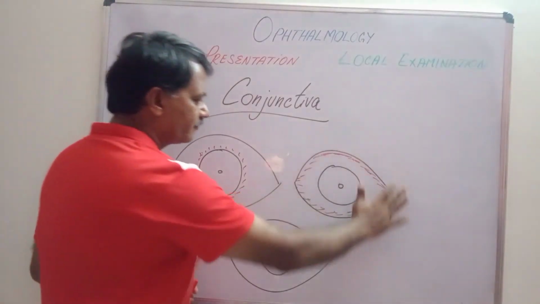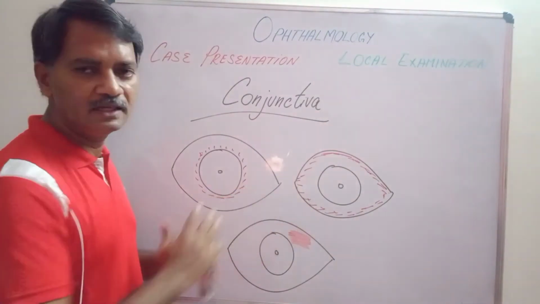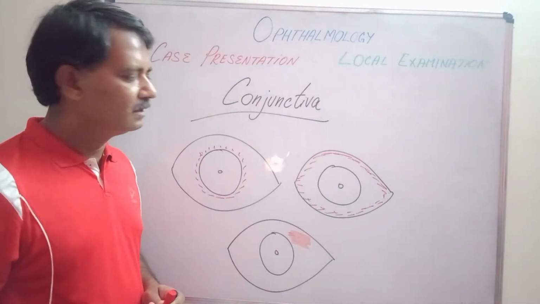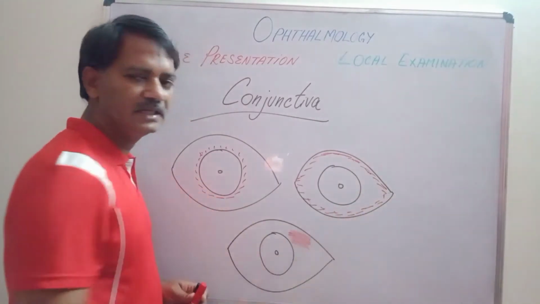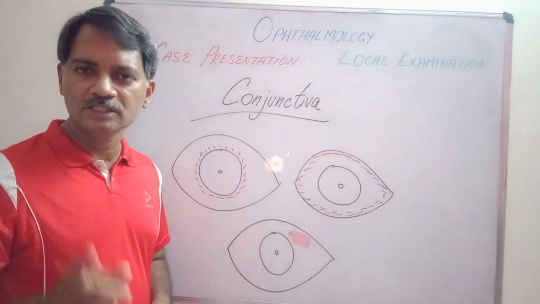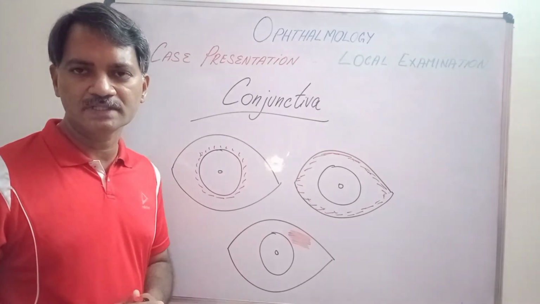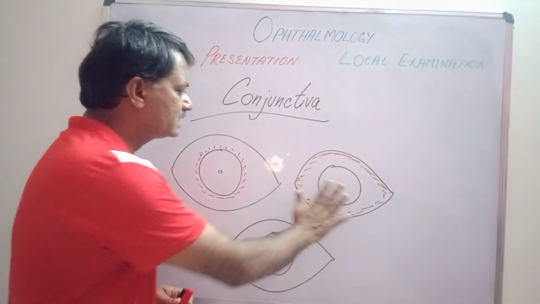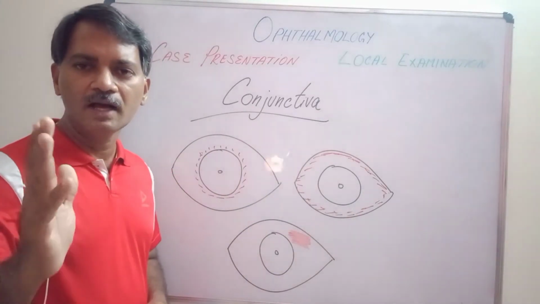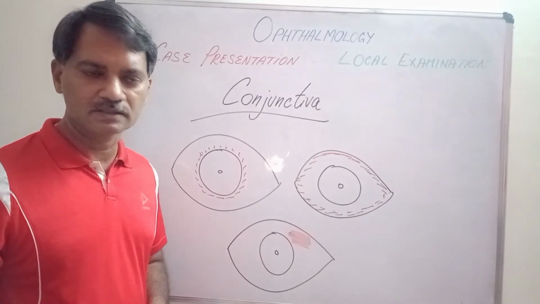The second type of redness, which is more away from the cornea. It is more in the palpebral conjunctiva, more in the fornisal conjunctiva. This is also a heterogeneous type of congestion with dilated tortuous vessels. This is classical of infective type of conjunctivitis or allergic conjunctivitis.